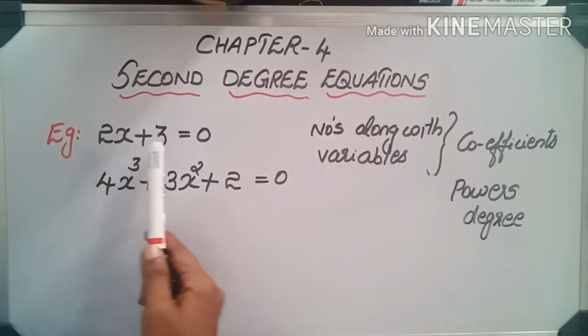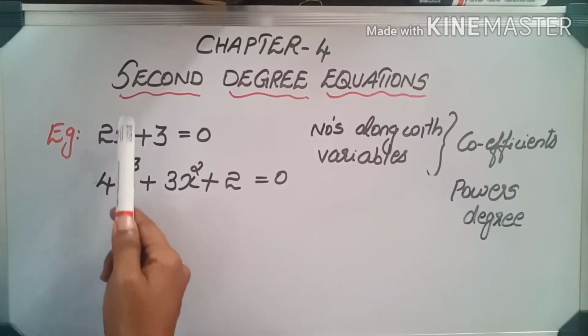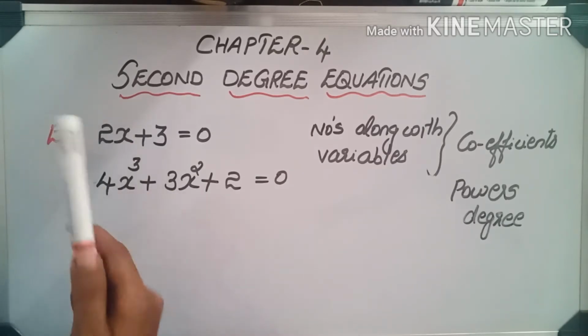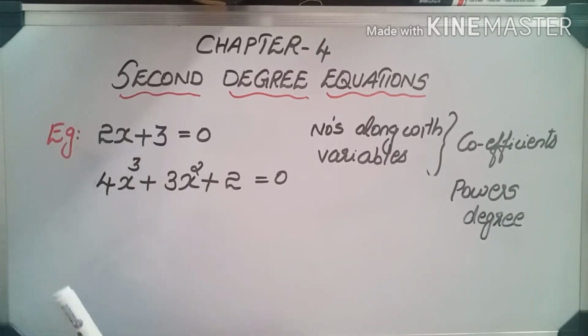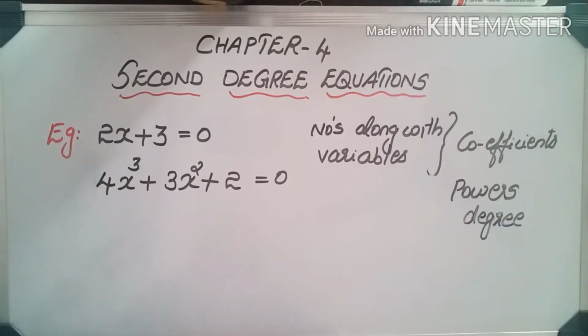Now here in this example, highest power is what? Only one x is here, and here no number means it is 1. You have to consider that as 1. So highest power is 1. So 1 means it is a first degree equation.